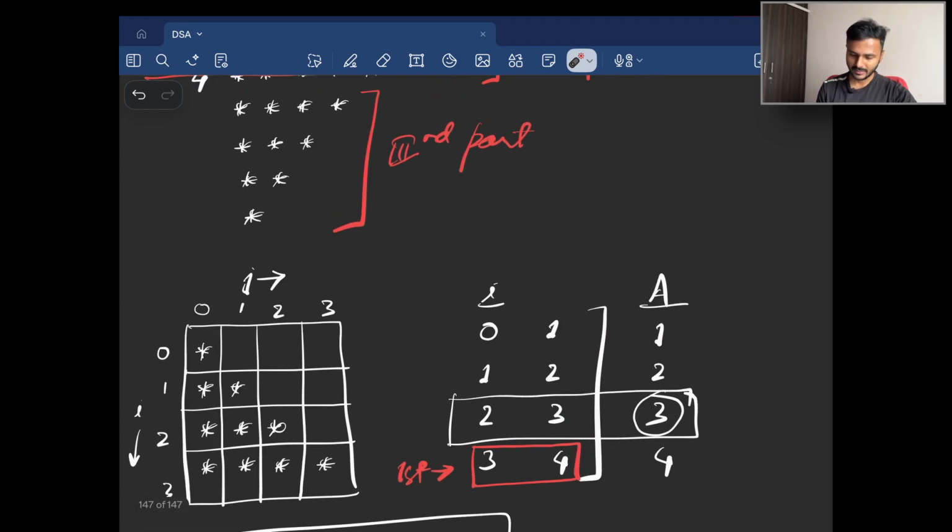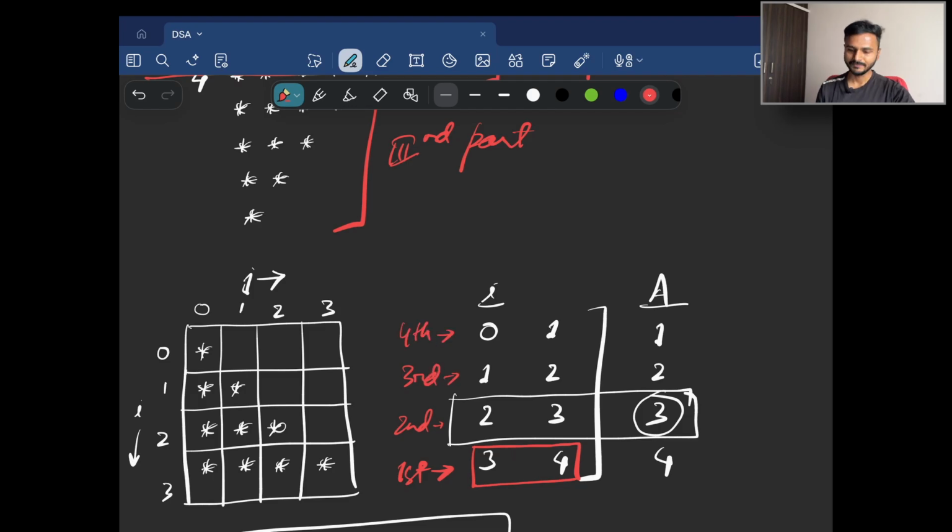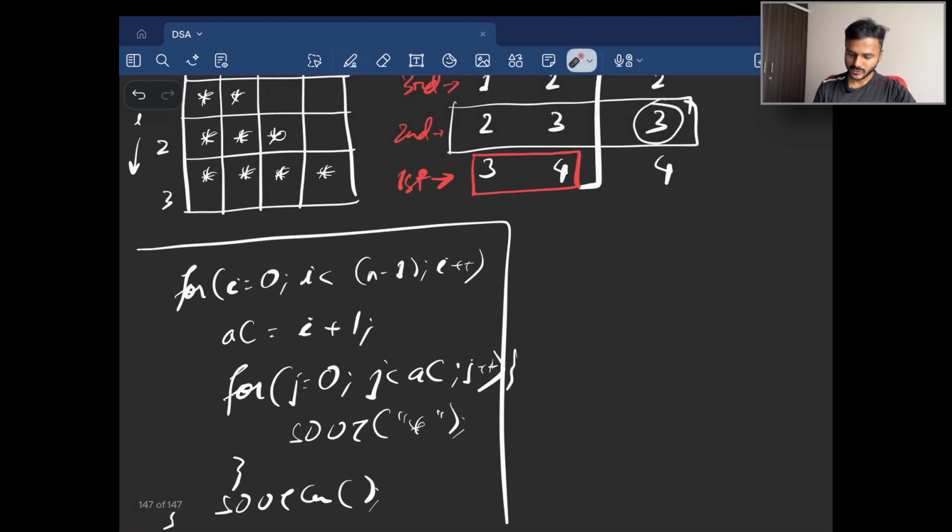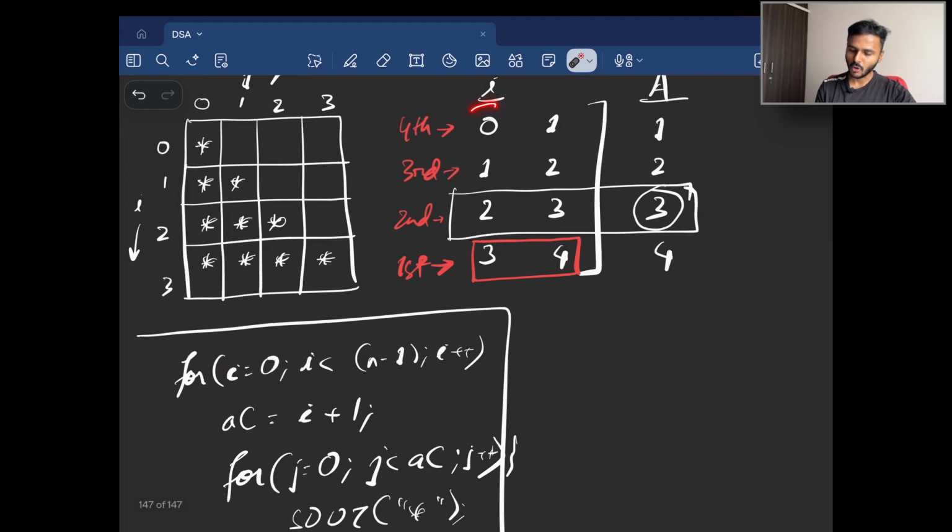Similarly, if we take the second row from the third part, we've got 3 asterisks, and 3 asterisks over here is when I is 2. So this will become the second row. Similarly, this will become the third, and this will become the fourth, right? So all that we will have to do is ensure that I starts from 3 in this loop, and I goes all the way up to 0 in this loop.